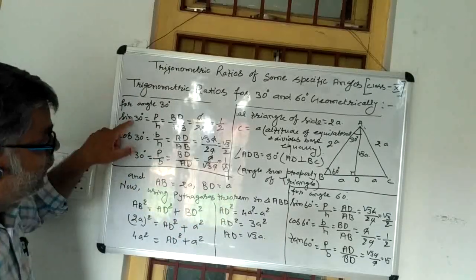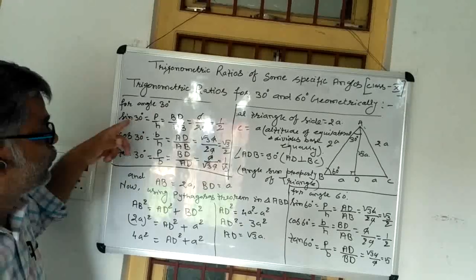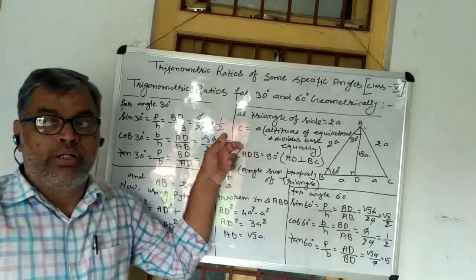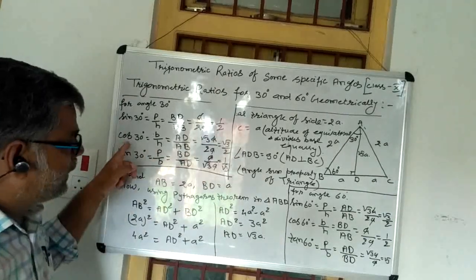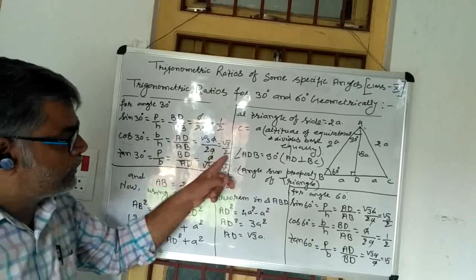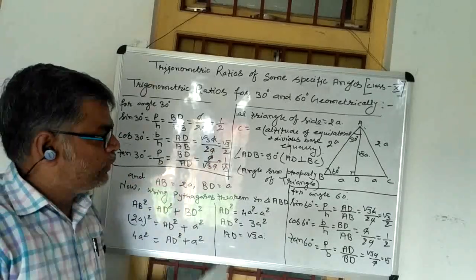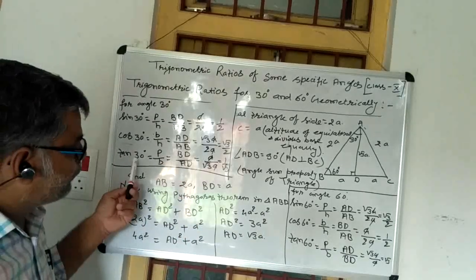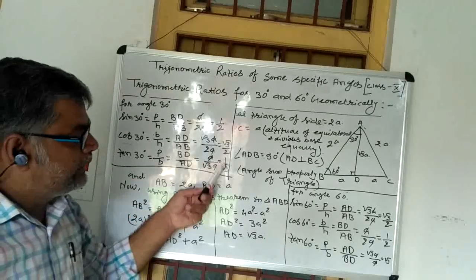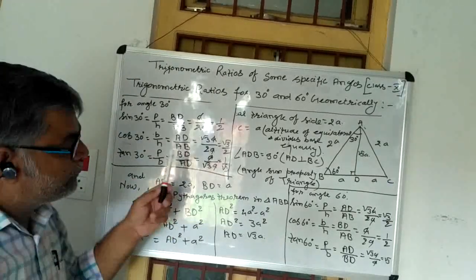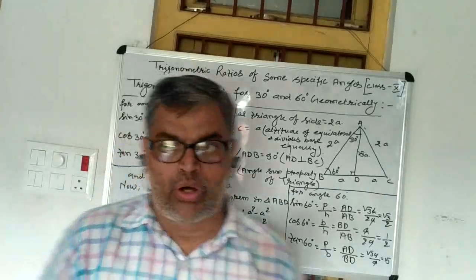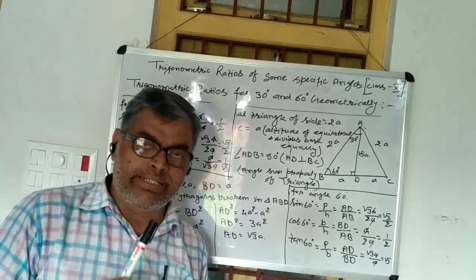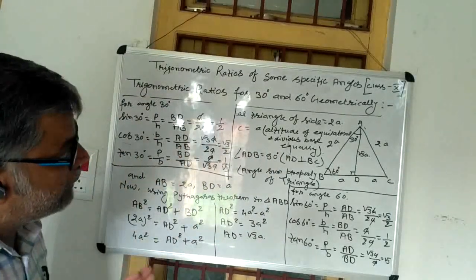Similarly, you know that cosec is the reciprocal of sine. So cosec 30 degree will be the reciprocal of sine 30 degree value, that is 2. And sec 30 degree will be the reciprocal of cos 30 degree, that is 2 by root 3. And cot 30 degree will be the reciprocal of tan 30 degree, that is root 3. So in this way you can find the value of trigonometric ratios geometrically for the angle 30 degree and 60 degree for all trigonometric ratios.